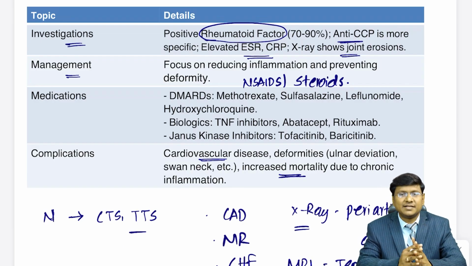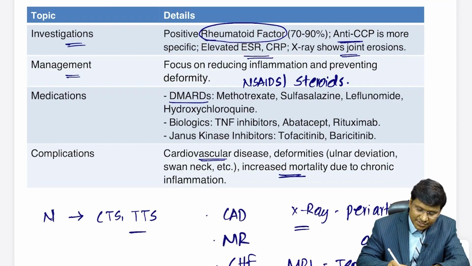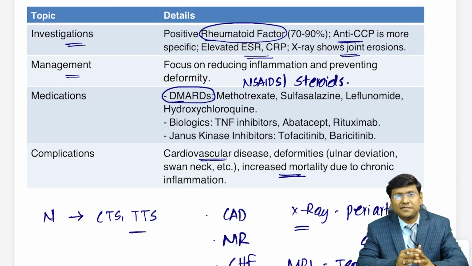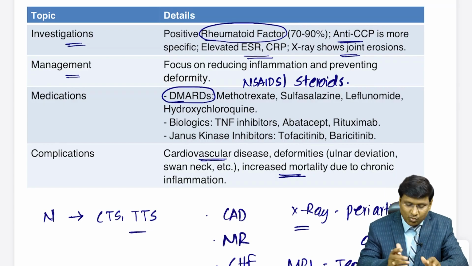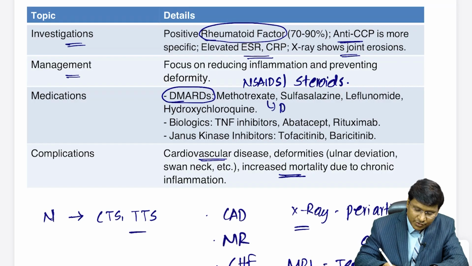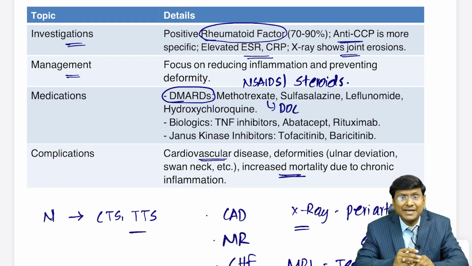But what are the drugs that we give as a part of the maintenance? The drugs that we give as a part of maintenance will be DMARDs, that is disease modifying anti-rheumatic drugs. And among the disease modifying anti-rheumatic drugs, what is the drug of choice? The drug of choice will be methotrexate.